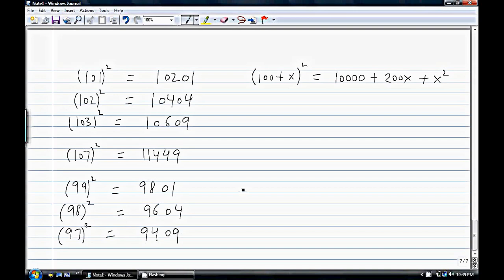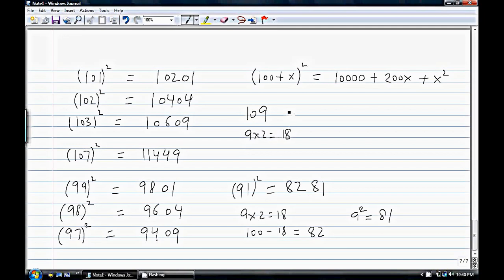So I can go until 91. So 91 squared is equal to, 9 times 2 is equal to 18, and 100 minus 18 is equal to 82. I'll write 82 here, and then 9 squared is 81, so I'll write 81 here. So 8281. Similarly, for 109, 9 times 2 is equal to 18, so I will write 118, and then 9 squared is equal to 81, so that will be 81.